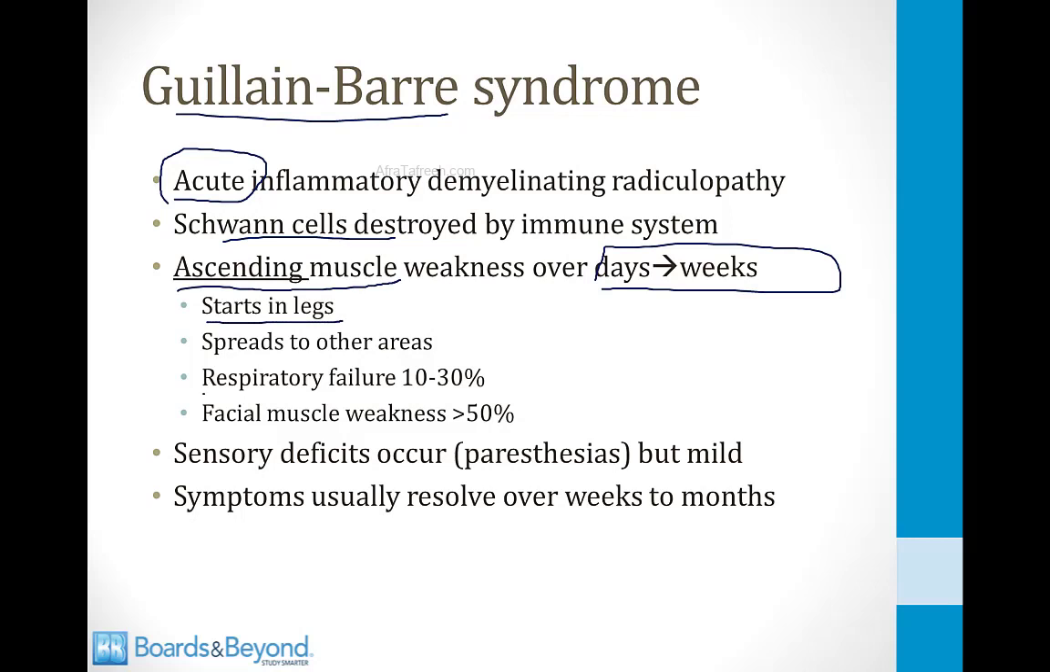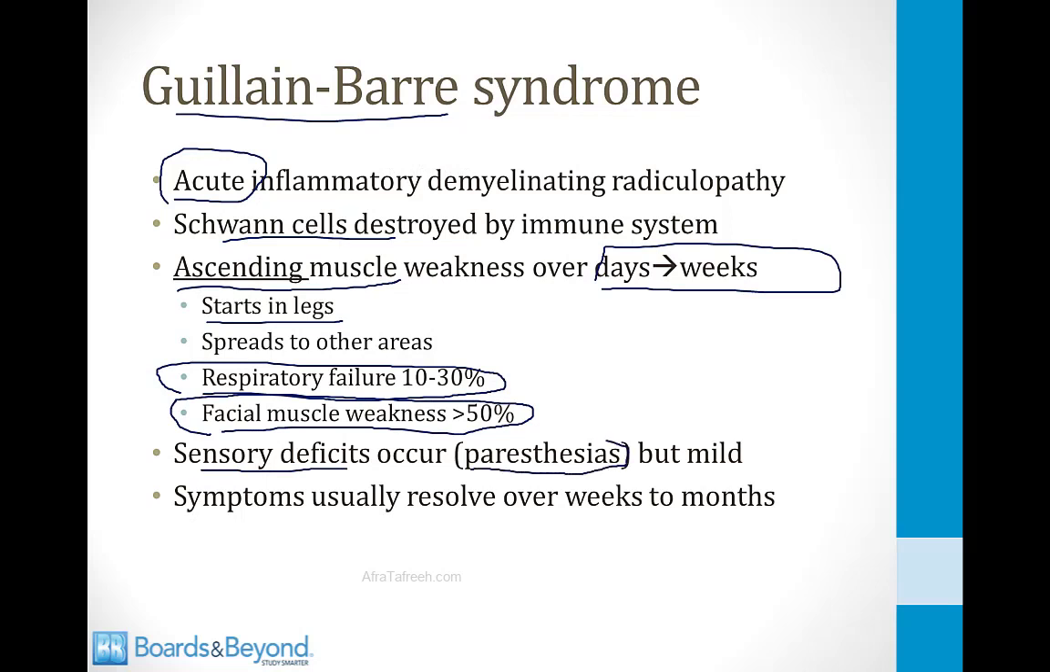About a third of patients can have respiratory failure where they end up on the ventilator from Guillain-Barré. More than half of patients end up with facial muscle weakness, so they have drooling and dysphagia. There are some sensory deficits, but they're usually very mild, limited to things like paresthesias, which are just numbness and tingling in the extremities. And the symptoms usually resolve over weeks to months, but it can be a brutal few weeks to months. If you ever see a patient with Guillain-Barré, they can be extremely debilitated until the condition resolves.